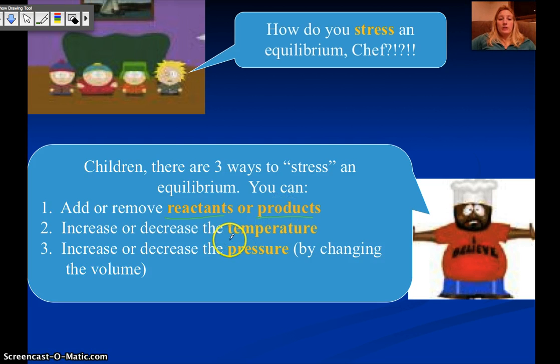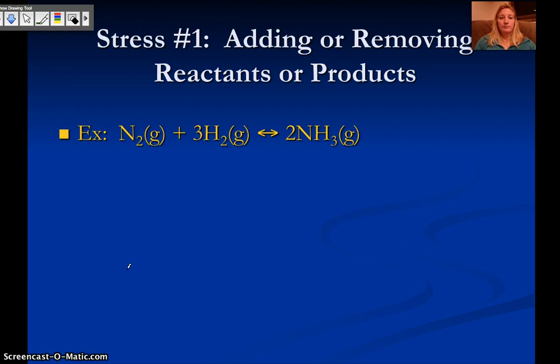You can increase or decrease the temperature. You guys have done this a lot in your labs, where you increase the temperature to try and get it to react faster, or decrease the temperature sometimes to get it to react faster. Sometimes this is like a catalyst, but sometimes this is just shifting an equilibrium. You can also increase or decrease the pressure, and you do this by changing the volume of the gases that you're using. So let's look at stress number one, adding or removing the reactants or products.